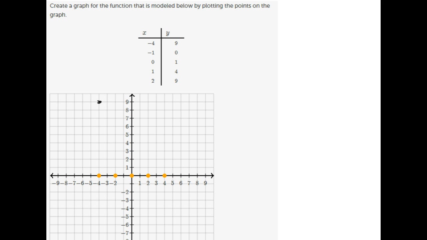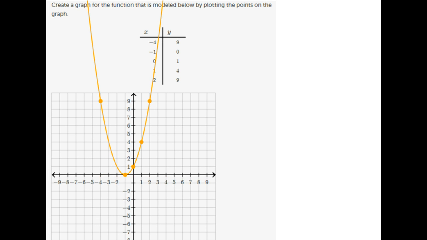A negative 1, 0, one will have to go there. 0, 1, one will have to go there. 1, 4, and then 2, 9. And when you fill in all of those dots, all of a sudden a line will show up for you, and you'll see that in the next slide. And there it is. When you get the dots in the right spot, then that line or graph will form.